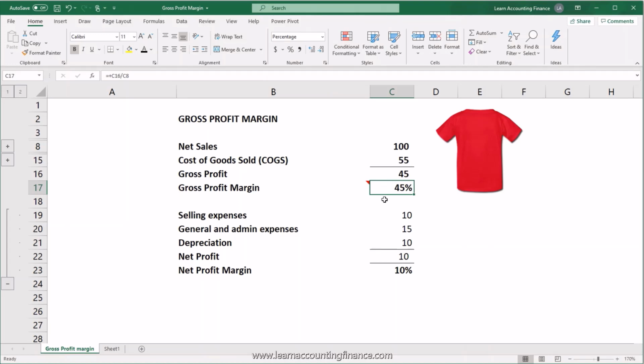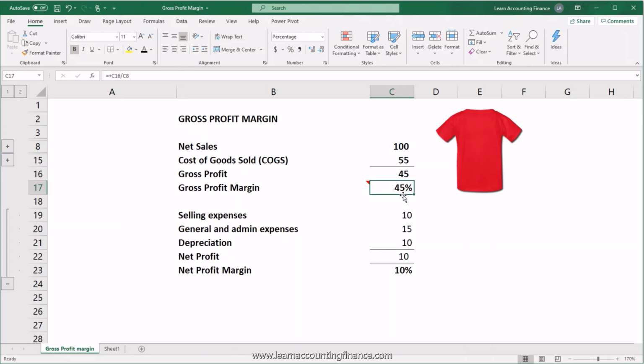You can also compare your business with other businesses. So for example, if your competitor has another t-shirt selling business and their gross profit margin is 50%, then you can ask why and where can you improve. Another important piece of information that the gross profit margin tells you is that you have room of about 45% of your sales in this case for breaking even.